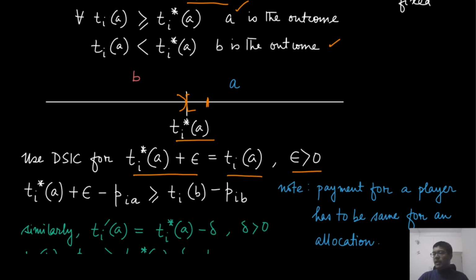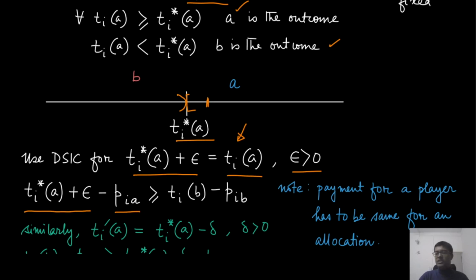So what happens is, because this is DSIC, when player I reports his type truthfully, then because this TI of A is larger than TI star of A, the mechanism must pick A as the outcome. So therefore the valuation player I gets is TI of A, and the payment that he is going to make is PI of A.